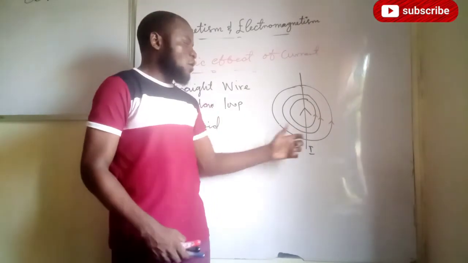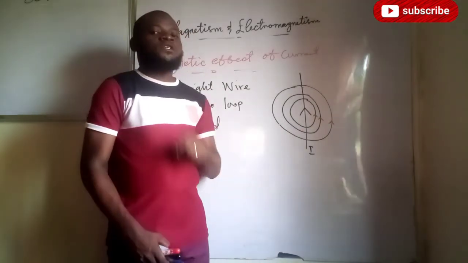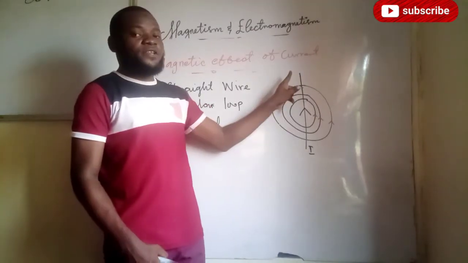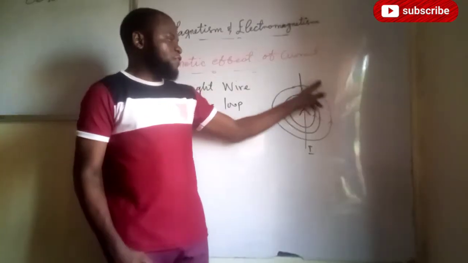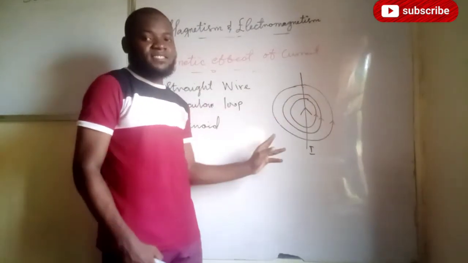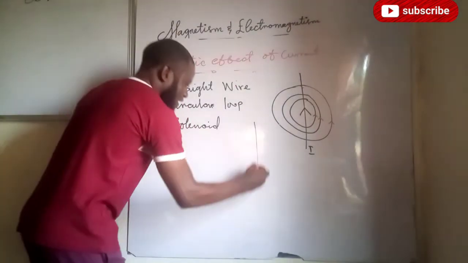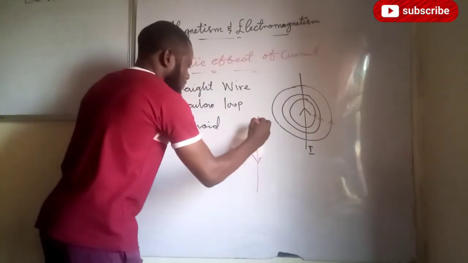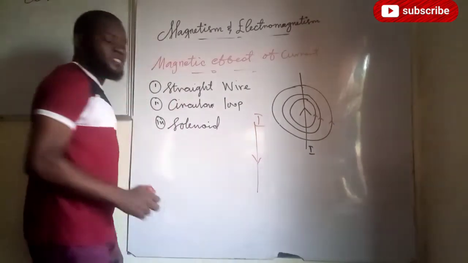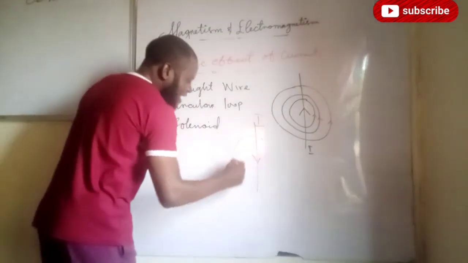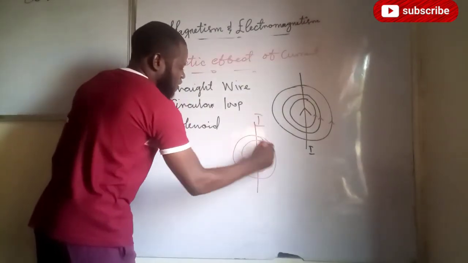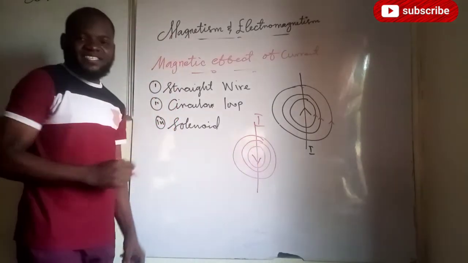What happens if the current is moving downward? You can see that when the current is moving upward, the direction of the field is counterclockwise. Now, if the current is moving downward like this, that is, I have the current pointing downward, how will I get the direction of the field pattern?